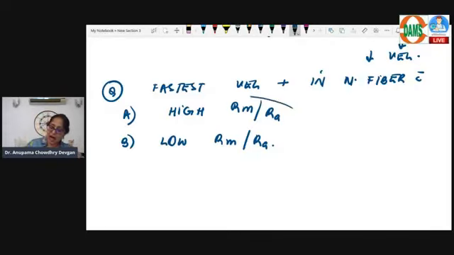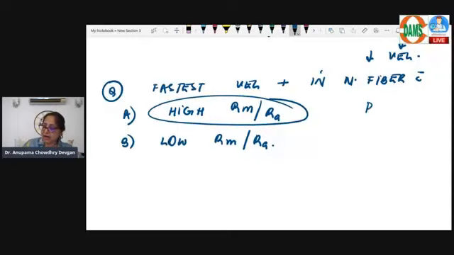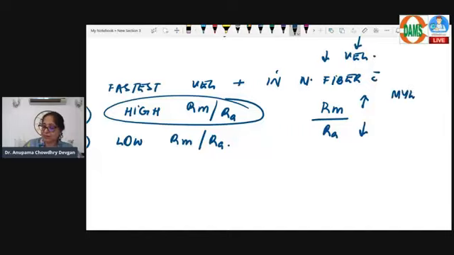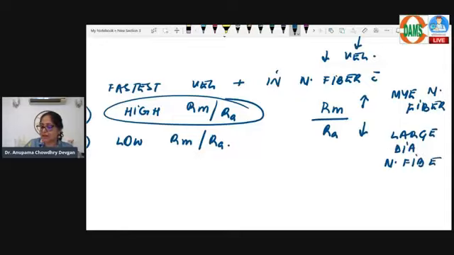Now, this will be a high Rm by Ra ratio. How do you get a high ratio? If the numerator is high and the denominator is low. When is the numerator going to be high? If it is a myelinated nerve fiber. When is the denominator, or the Ra, going to be low? If it is a large diameter nerve fiber, and we've already discussed that the large diameter myelinated nerve fibers will have a faster velocity of conduction when Rm by Ra ratio is high, right?